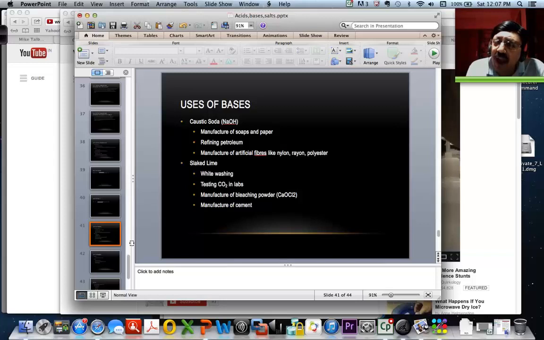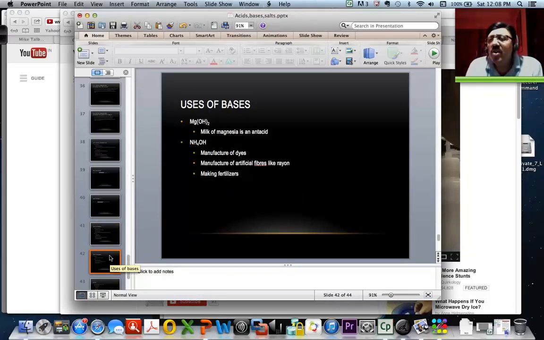It's used as a cleaning agent. It is used for bleaching clothes, right? The idea is basically it is used for removing dirt and stains from clothes and so on. For manufacturing bleaching powder, calcium hydroxide is used, right? Slaked lime is nothing but calcium hydroxide, Ca(OH)2, right? Then it is used in manufacturing of cement, right? That's another place where slaked lime is used.